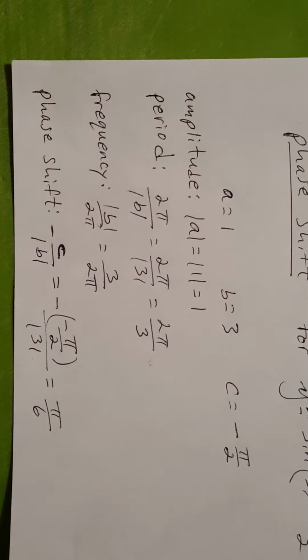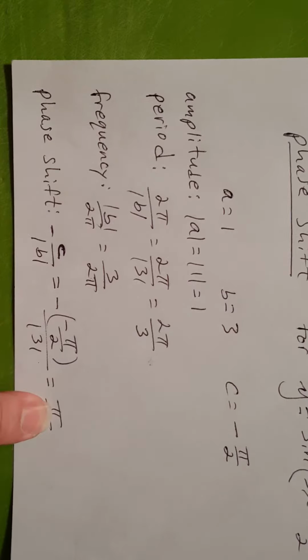And finally, the phase shift. The phase shift is, now here you got to be careful. It's negative c over b. And my c is negative pi over 2. So it's negative, negative. So it becomes positive on top. So my phase shift is pi over 6.